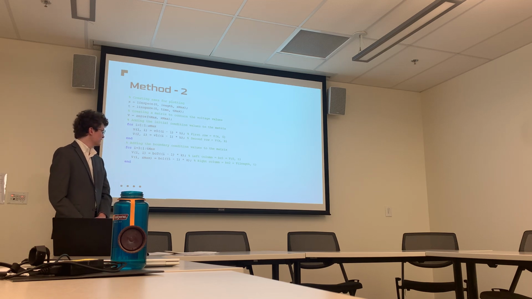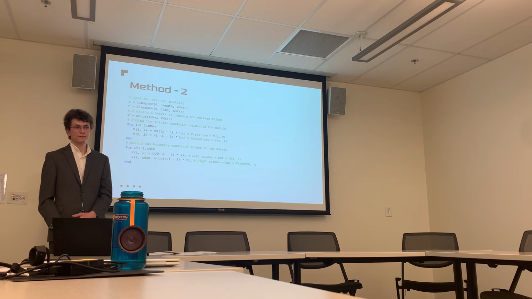And then finally, we add in the boundary conditions to the matrix. So here's just adding in the left column and the right column with all those values. So again, in the IBVP I showed, the left column will just be the sine values and the right column will all be zeros.